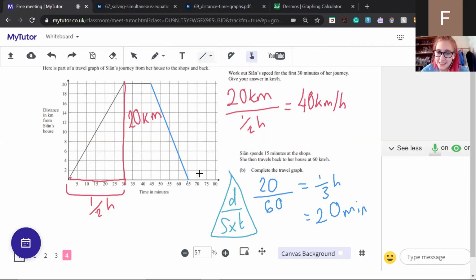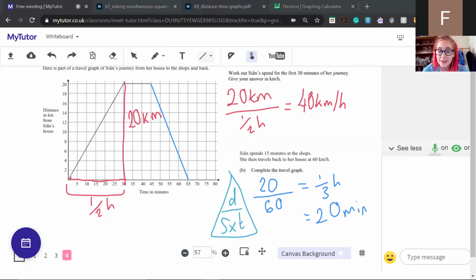So hopefully that makes sense. And we can note a couple of things. First of all, it's a negative gradient. That's because she's going back to her house. So it's got to be an opposite gradient to her going to the shops. Secondly, it's a bit steeper than this one. That's good. That means she's going faster. And thirdly, we can see that we've hit everything correctly. The gradient of this is 60 and it takes her 15 minutes here. So hopefully that makes sense as to how I did that. Yeah, brilliant. I think people got that.